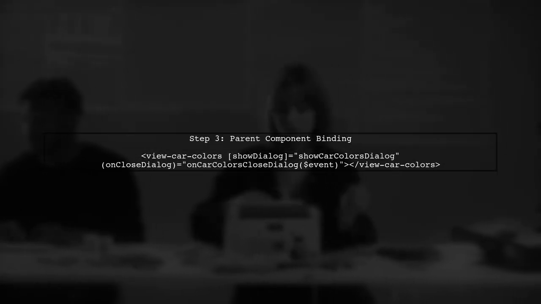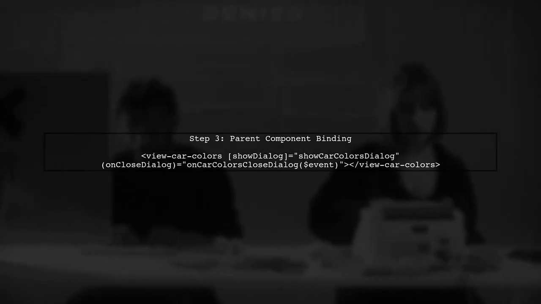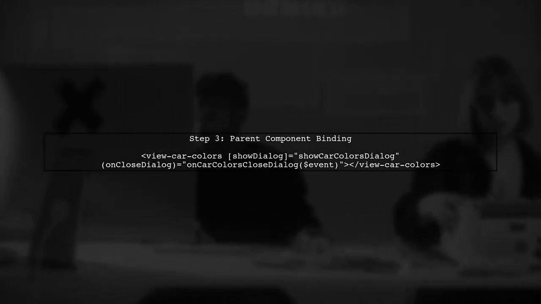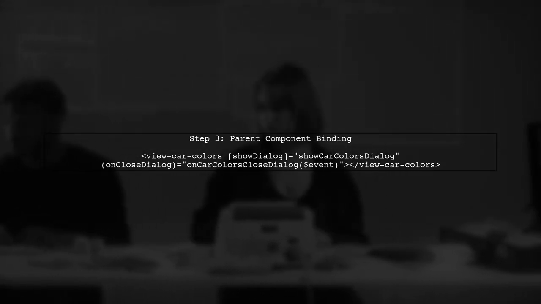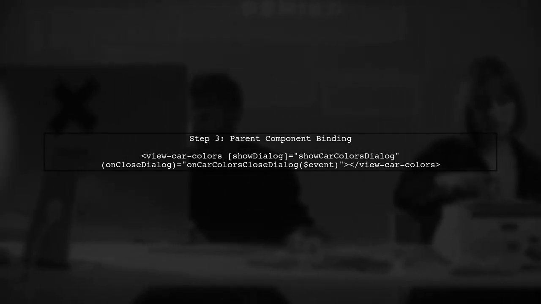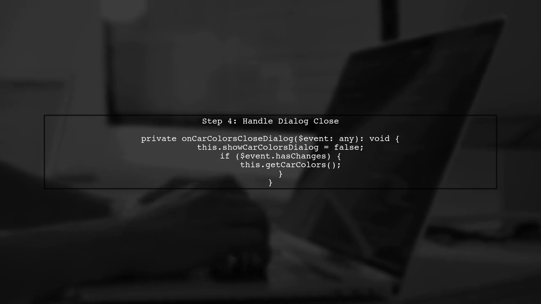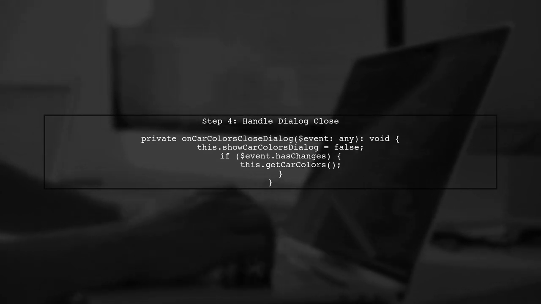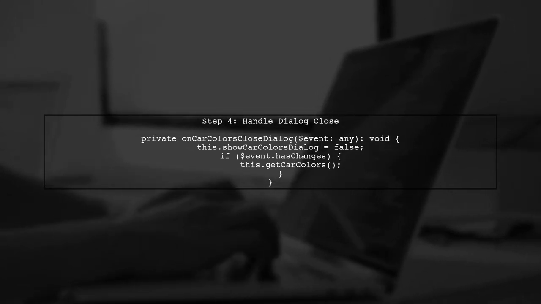Now, in your parent component, you need to ensure that the showDialog property is correctly bound to the viewCarColors component. This allows the parent to control the visibility of the dialog. Finally, make sure that the onCarColorsClosedDialog method in the parent component updates the showCarColorsDialog variable correctly when the dialog is closed.